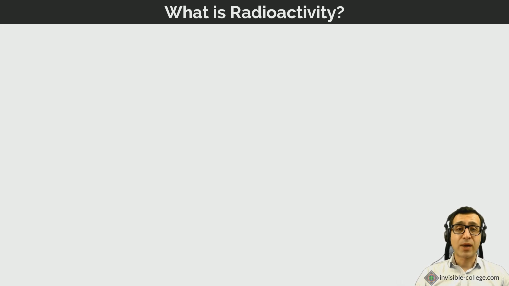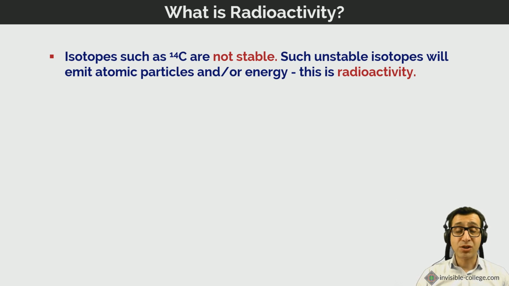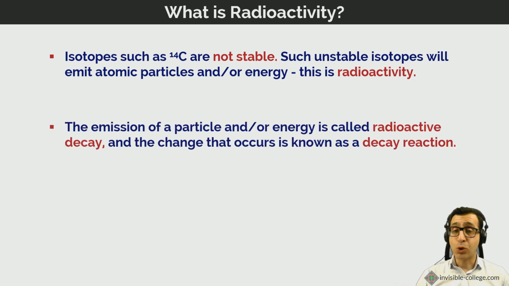So what do we mean by the term radioactivity? Well, isotopes, such as carbon-14, are not stable. Some isotopes of some elements are considered to be unstable. So these types of isotopes, these unstable isotopes, will give off excess energy in the form of either particles or waves. So this is what we call radioactivity. Now, the emission of a particle such as an alpha or beta particle or a gamma wave is called radioactive emission, but specifically when a particle is emitted from a nucleus which is unstable, this is sometimes called radioactive decay, and the change that occurs in that nucleus is called a decay reaction.